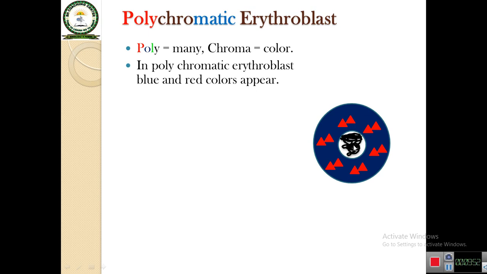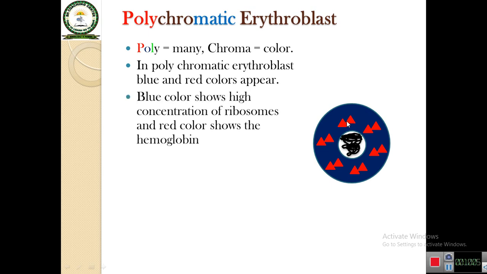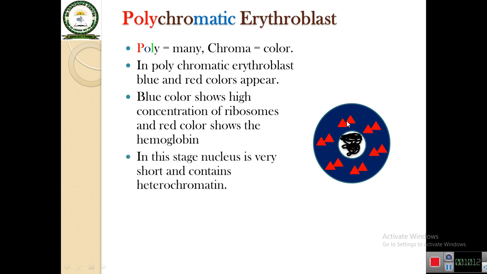In polychromatic erythroblast, blue and red colors appear. Blue color shows the ribosomes, and red color shows the hemoglobin. Blue color shows the high concentration of ribosomes and red color shows the hemoglobin. In this stage, the nucleus is very short and contains totally heterochromatin. Here no loose chromatin remains, but the whole chromatin is condensed and becomes heterochromatin.